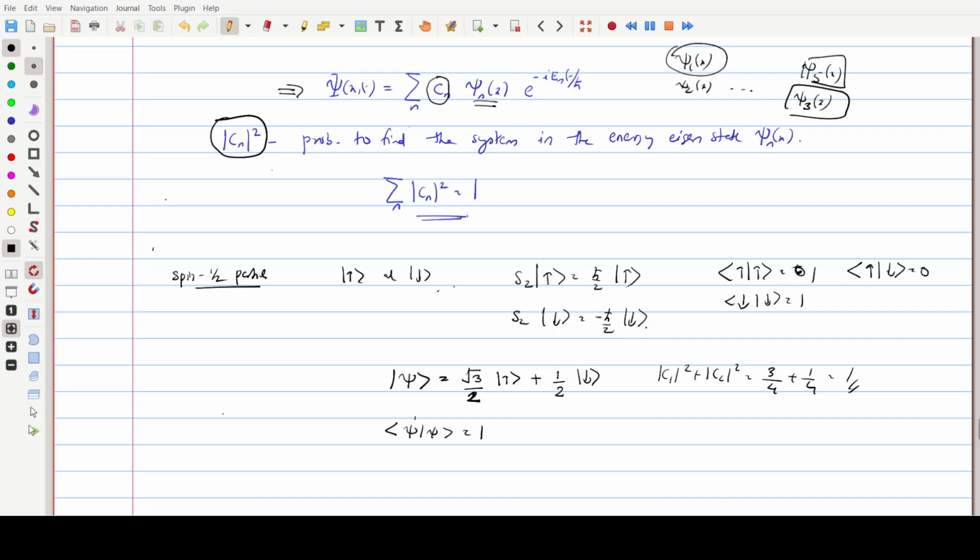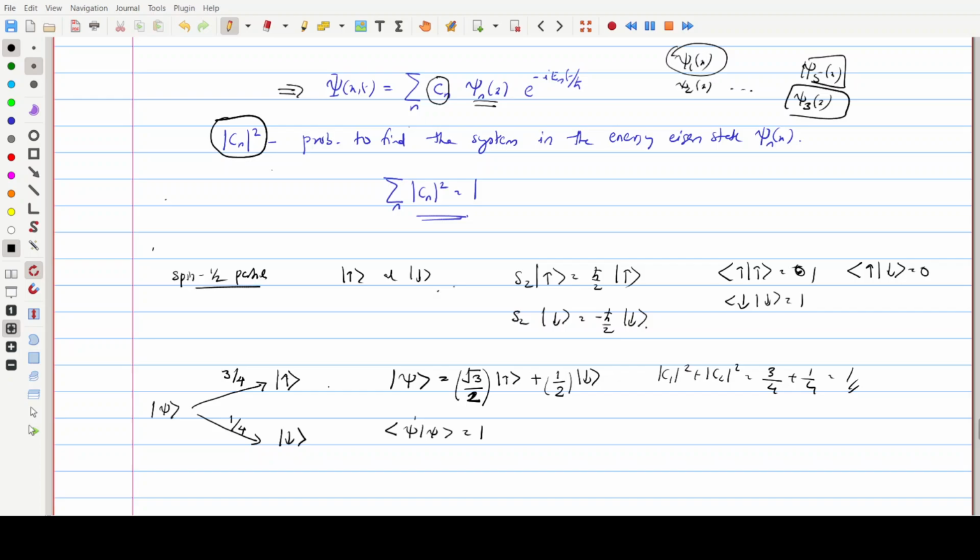So this means that if you are trying to find the spin of this state, then there are two possibilities: either it will collapse to spin up, or it will collapse to spin down. And the probability to get the system into spin up would be the mod square of this quantity, and that would be 3 by 4. And the probability to get spin down is 1 by 4.